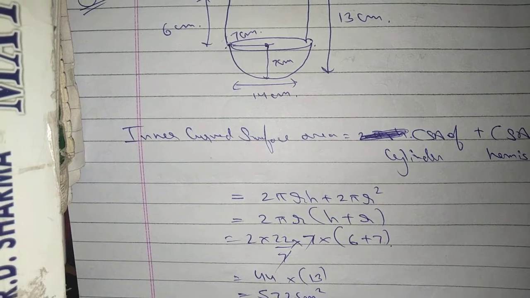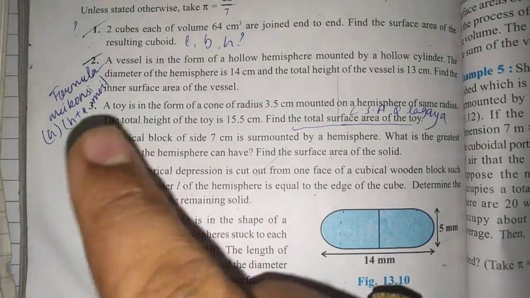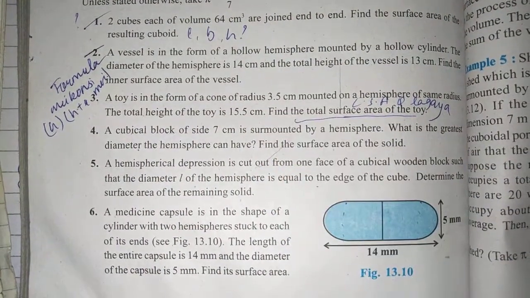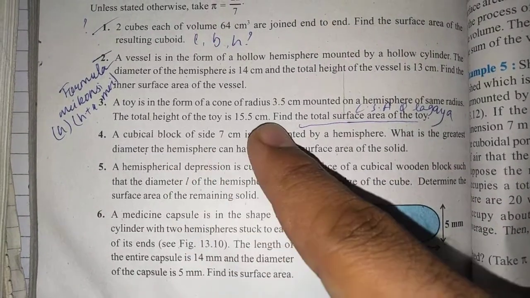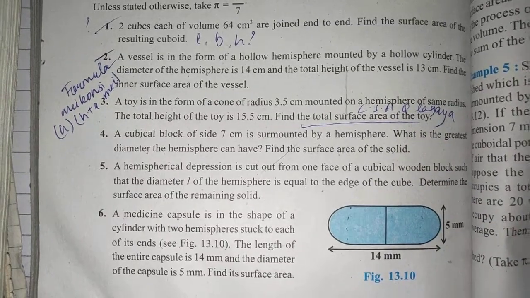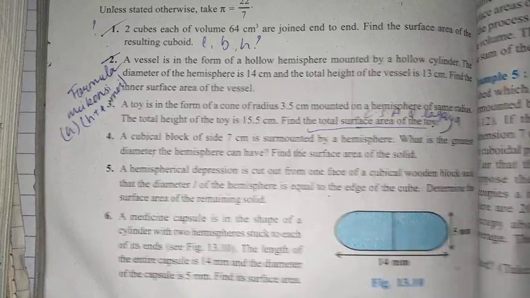Clear? Now next question, question number third. A toy is in the form of a cone of radius 3.5 centimeter mounted on a hemisphere of the same radius. The total height of the toy is 15.5. Find the total surface area of the toy. Now a toy is there whose radius is given. Now look at the figure.